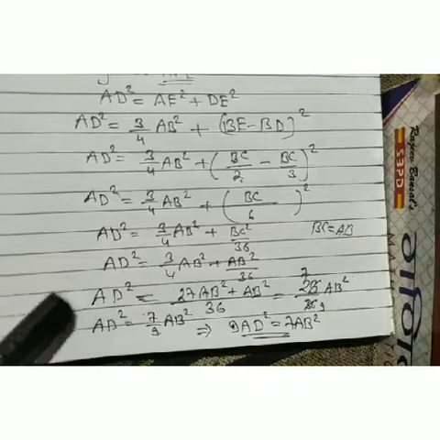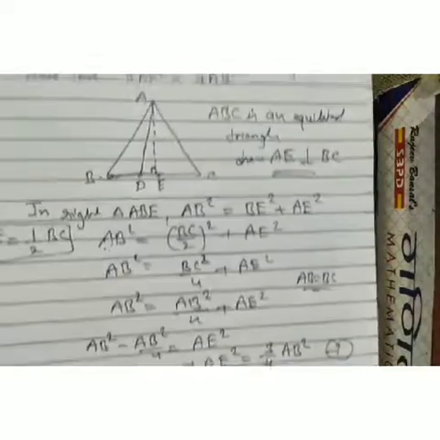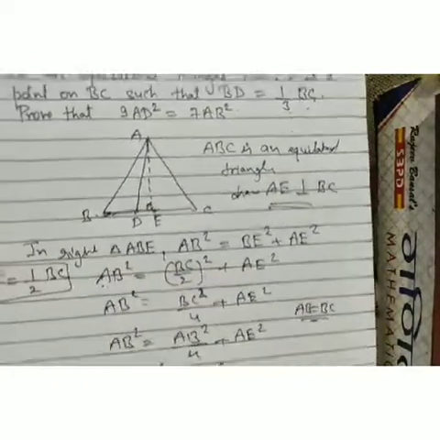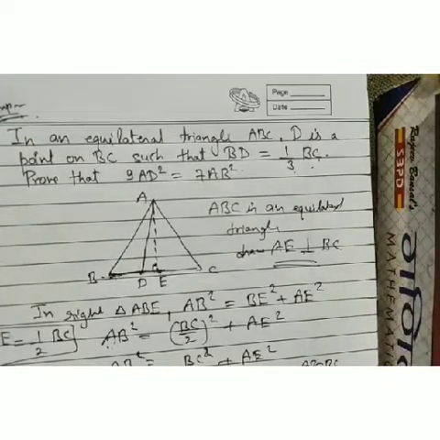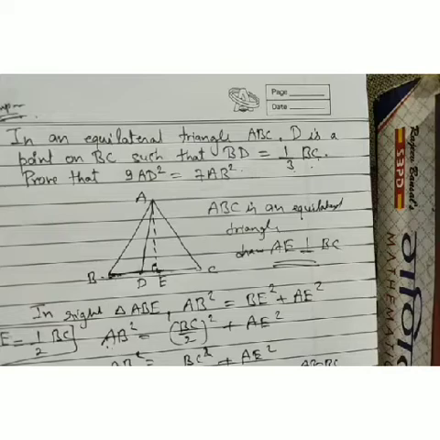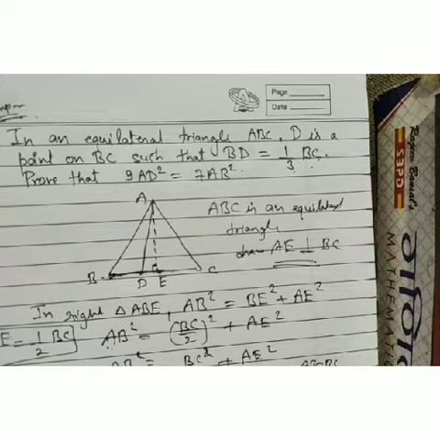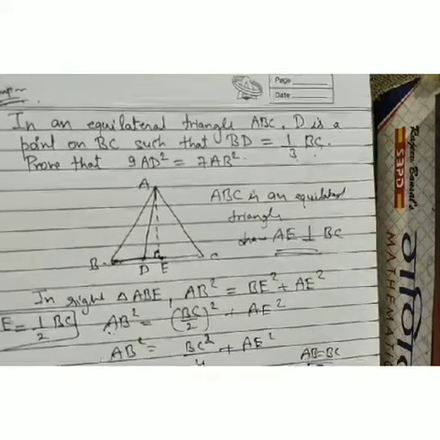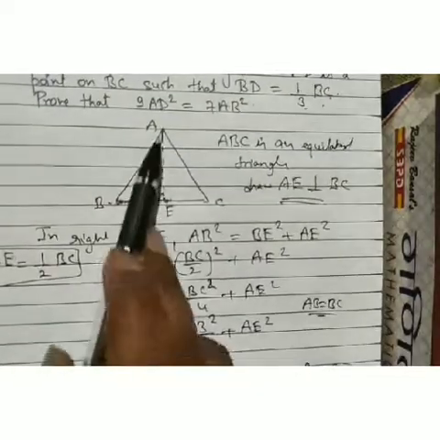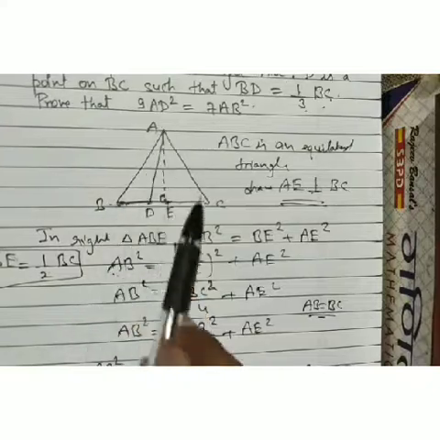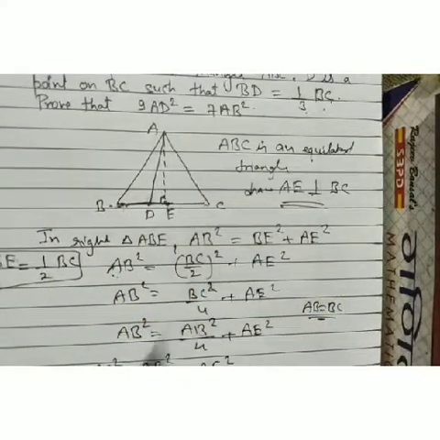We are just going to again revise the solution there. Look, we have given an equilateral triangle ABC. D is a point on BC such that BD equal to 1 by 3 BC, and we have to prove that 9 times AD square equal to 7 AB square. Look, AD is not an altitude there. Then we need a construction there. In the equilateral triangle ABC, we draw AE perpendicular to BC.